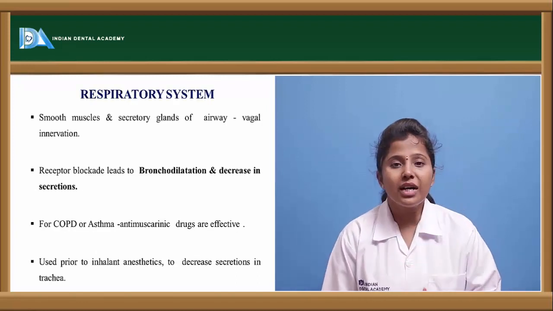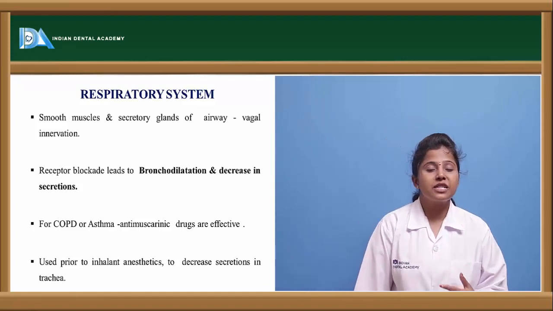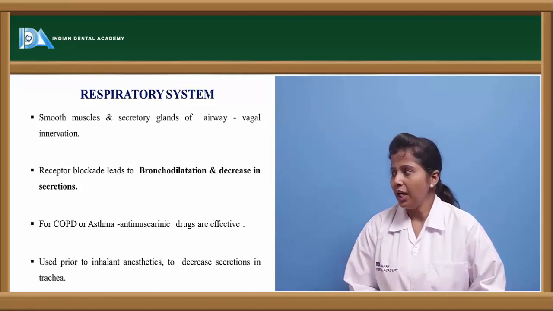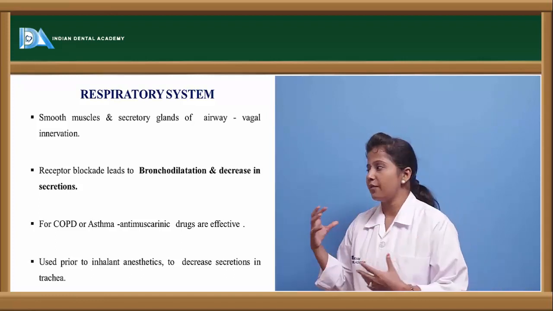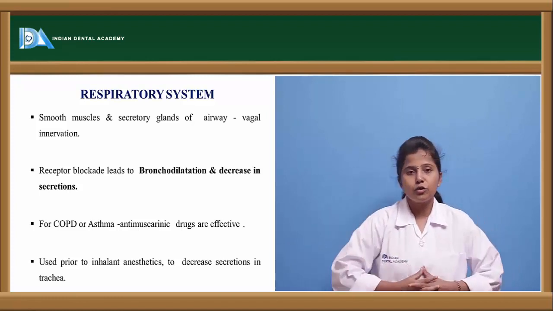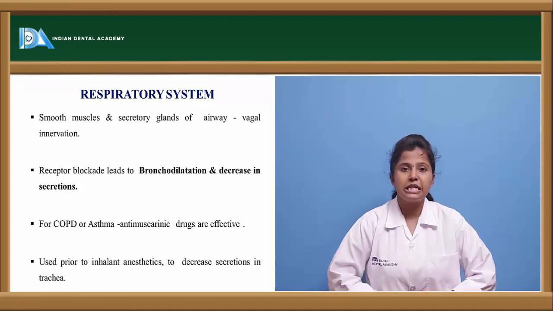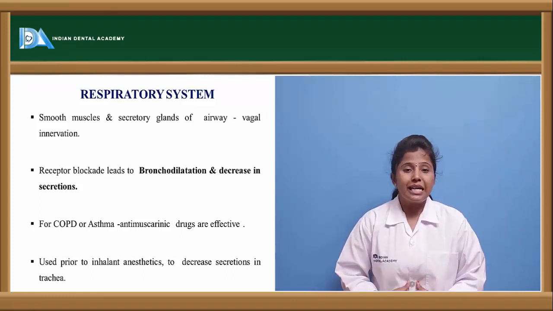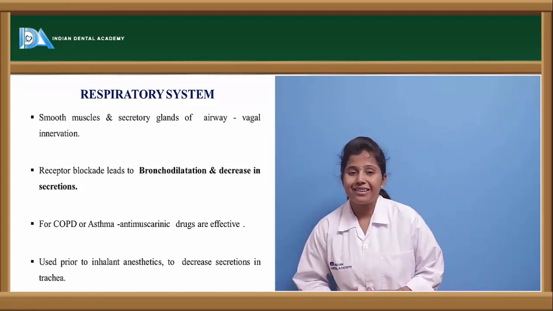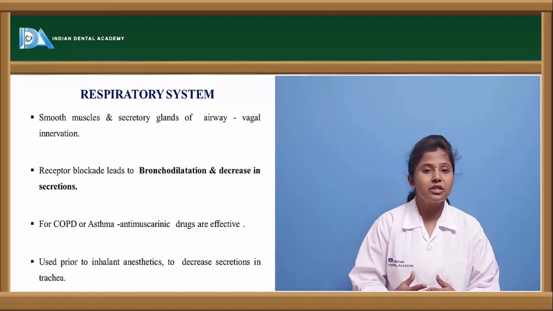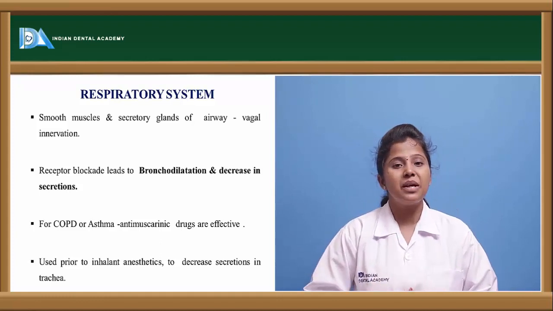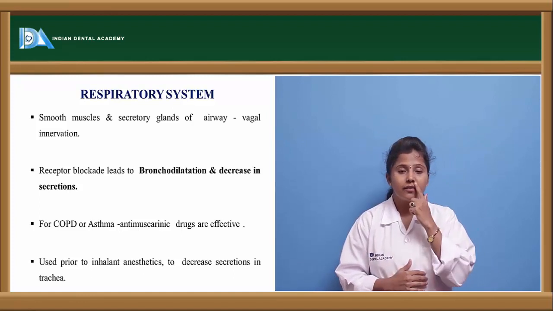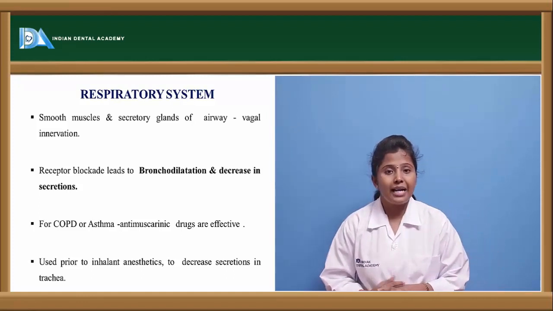Respiratory system. So what happens to the respiratory system if these anticholinergic drugs are given? In the respiratory system, the stimulation of smooth muscles and secretory glands which are present in the respiratory system can be altered, because there will be vagal innervation, the vagus nerve supply, to the respiratory system. So we saw that there will be decreased vagus nerve stimulation because of these antimuscarinic drugs.